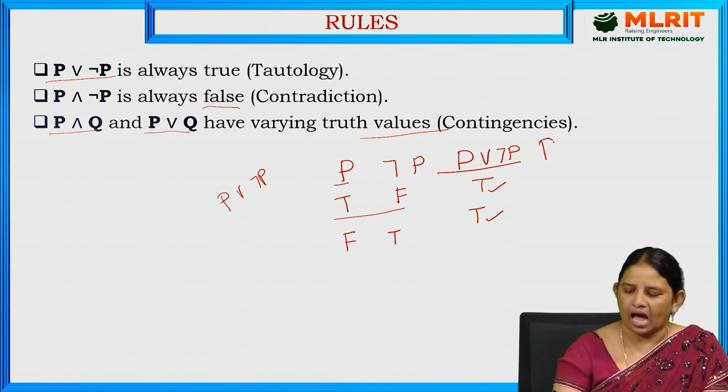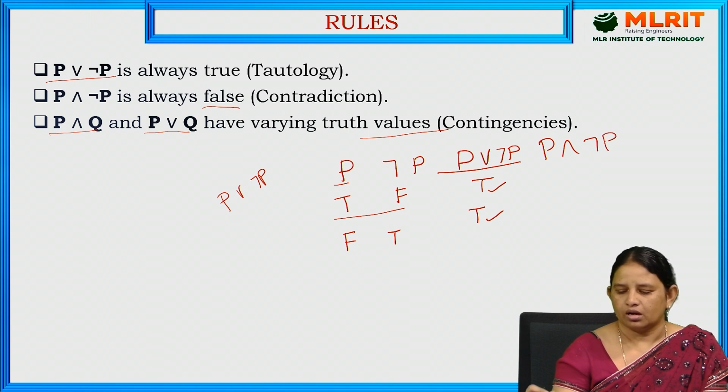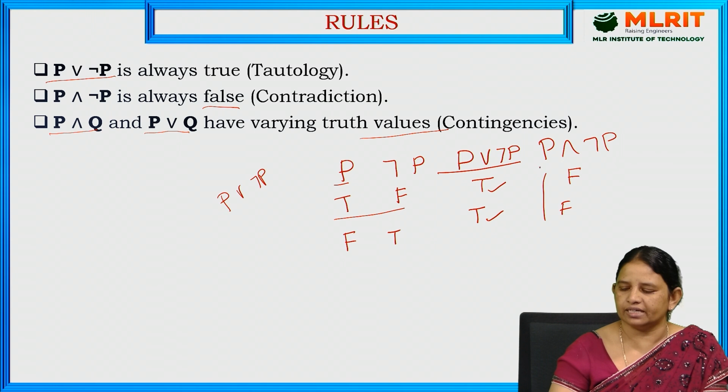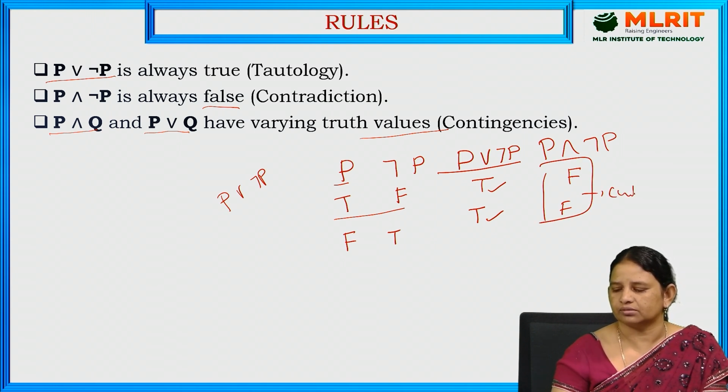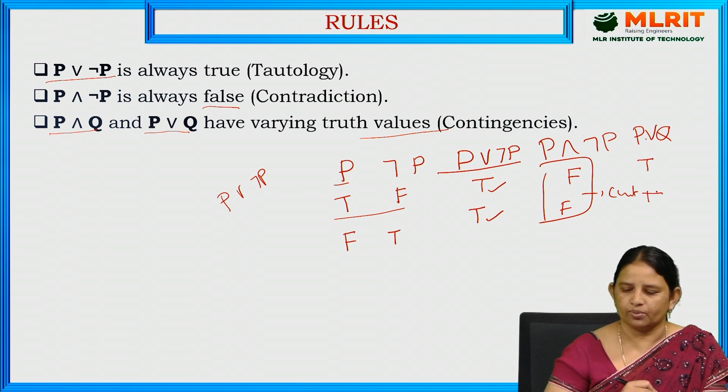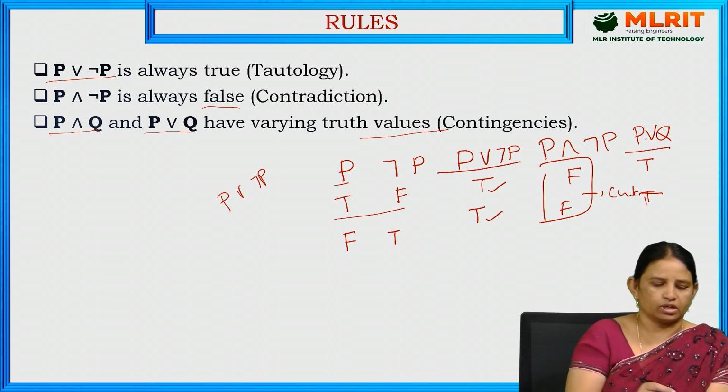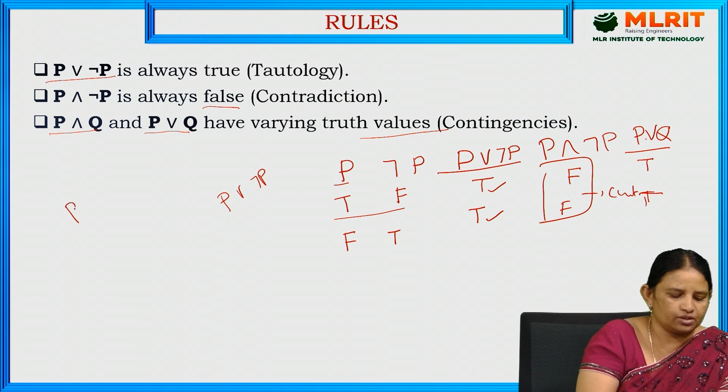Next, P and negation P. True, false is a false. False, true is also false. Then both are false. It is a contradiction. It is a contradiction. Next, P or Q. True, false, okay, true only. False, true is a true only. Okay, so this is consisting of P or Q. P or Q means a total of 4 rows present in the truth table. P, Q, P or Q.